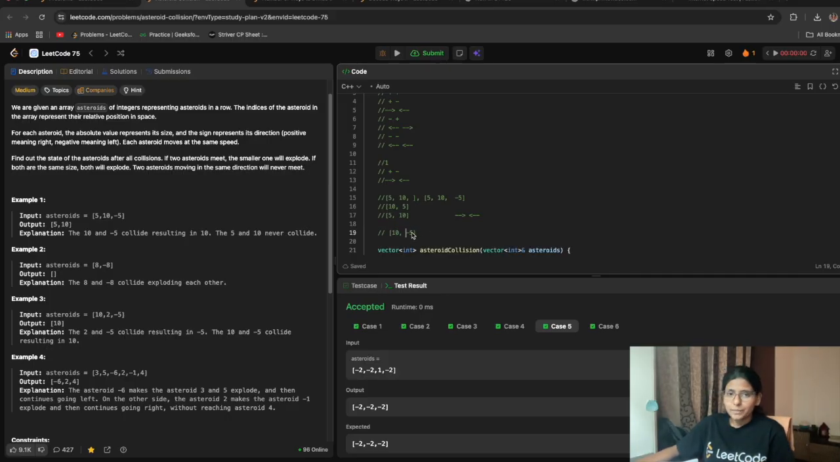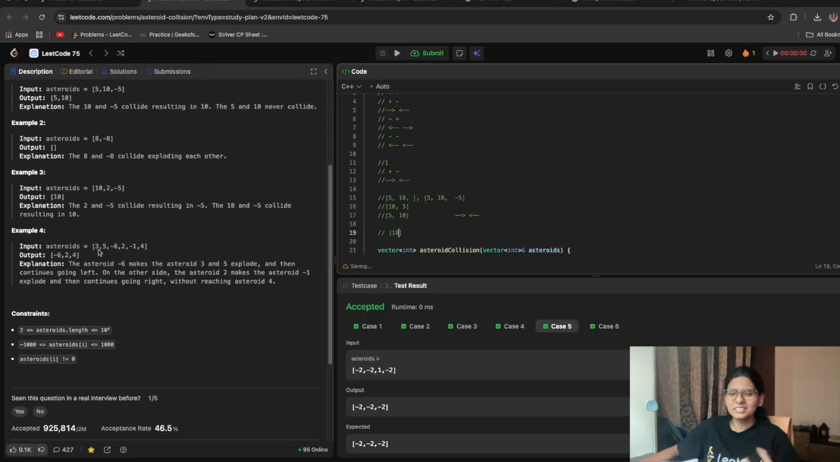First, 2 and minus 5: 2 will be exploded because 2 has less mass than 5. Now for 10 and minus 5, 5 will explode because 5 has less size than 10. So 5 will explode, and then we remain with 10, and we'll return 10, and the answer is 10.